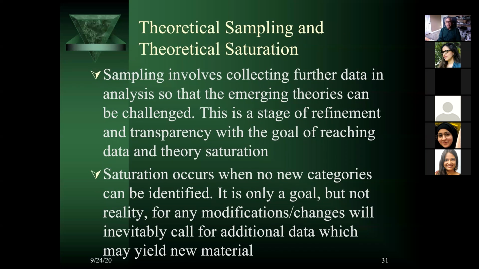So, theoretical sampling and theoretical saturation. Sampling involves collecting further data in analysis so that the emerging theories can be challenged. We all know what sampling is, and purposive sampling means you're purposefully recruiting people who can say something with authority about what you're researching. This is a stage of refinement and transparency with the goal of reaching data and theory saturation. Remember, I talked about theory saturation? You keep bringing more in with the idea. It is a very deliberate process, not a random process.